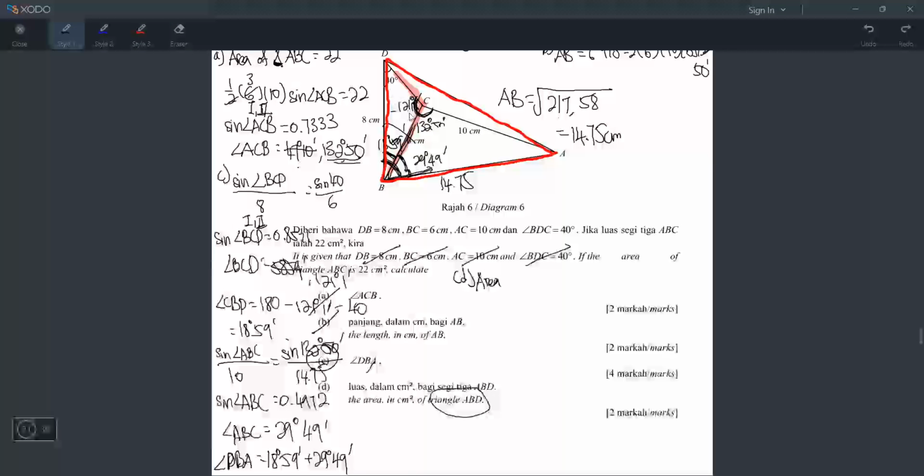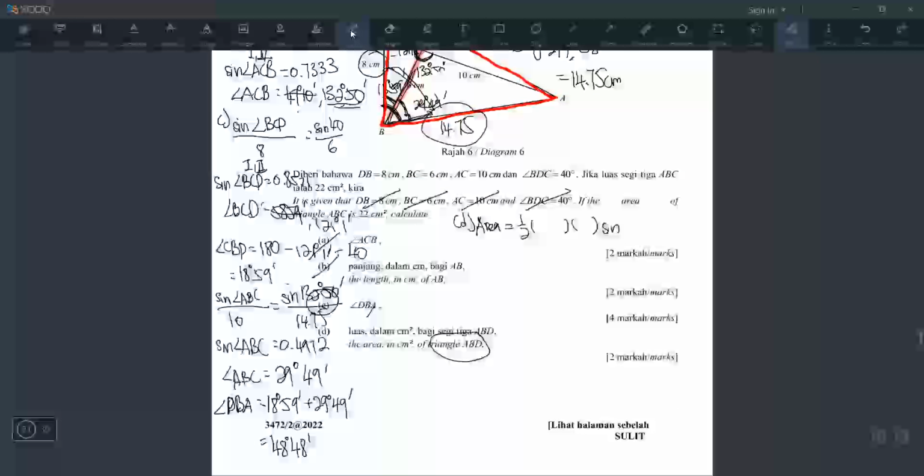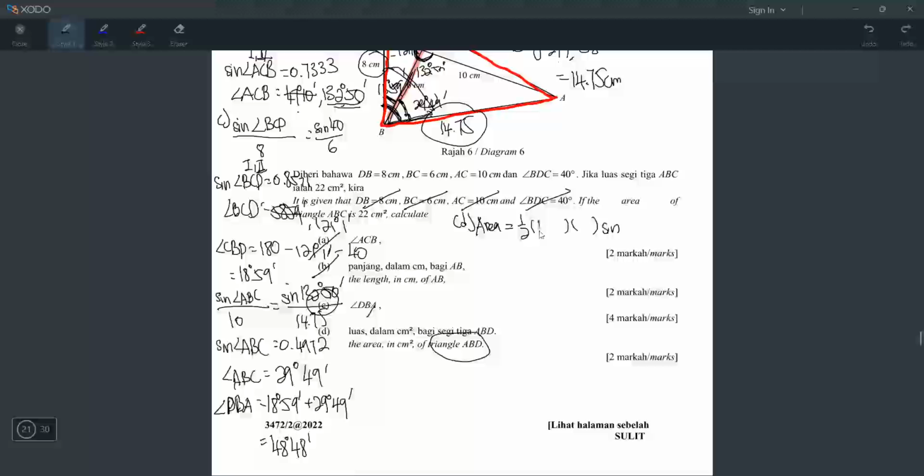If we want the big triangle, we can use the area formula, 1/2 ab sine C. But do I have two sides and the included angle? Yes, I have. Because the two lengths are 8 and 14.75 and the included angle is from here to here, which is DBA, your C. So actually you can already do it. 1/2 times 8 times 14.75 times sine of the included angle, which is this one plus this one, but you did it just now already: 48 degrees 48 minutes.